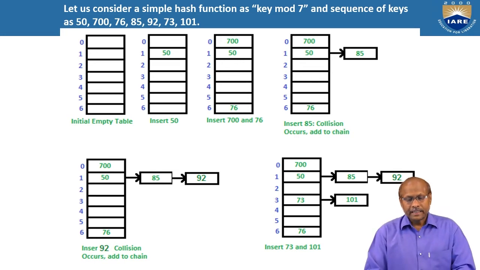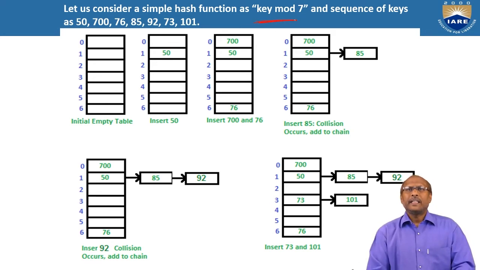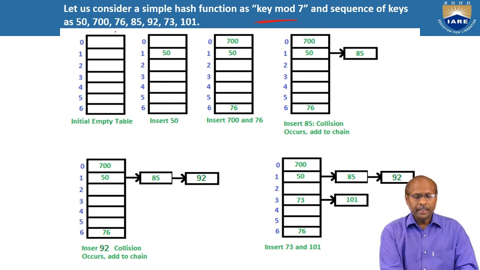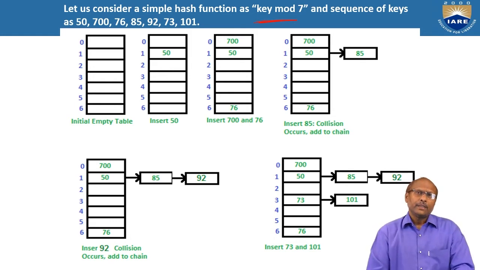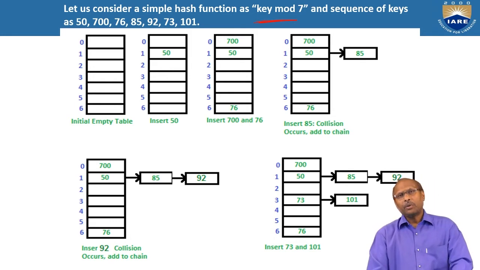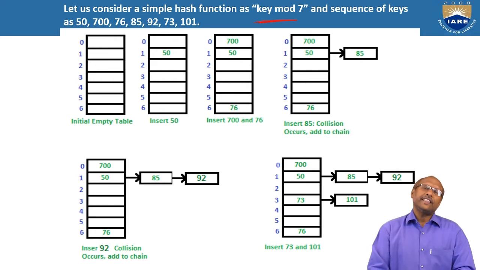Okay, let us consider another example for open addressing. A hash function you may design: the function may be modular division, k mod 7. Here I have taken k mod 7, and the sequence of keys is 50, 700, 76, 85, 92, 73 and 101. So these are the set of keys which you have to store in a hash table. While designing a hash table, you should keep in mind that the hash table should be large enough to accommodate space for almost all keys. If space is limited, then there is a chance of collision.